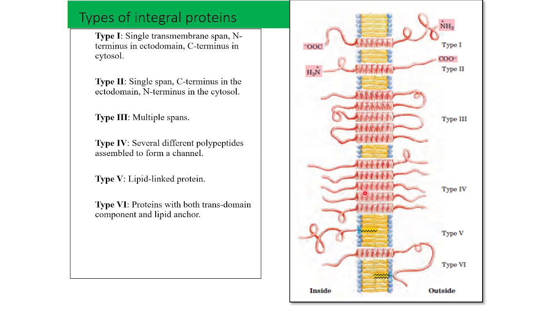Type 4 is also very similar to type 3, but there are certain breaks and several different polypeptides assembled to form channels. These are the different channels, and they play a very important role to act as ion channels or different voltage gates. Type 5 is the lipid-linked protein. You see the yellow region over here, it's lipid linked. And type 6 has proteins with both transmembrane domain components and a lipid anchor.